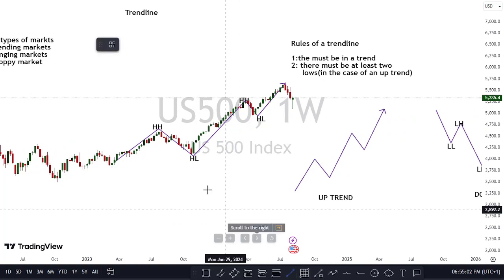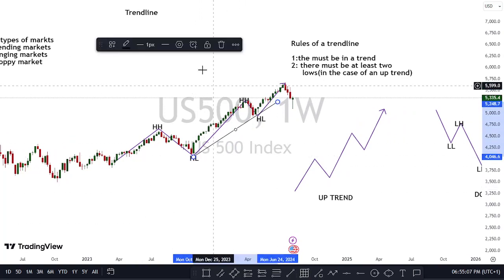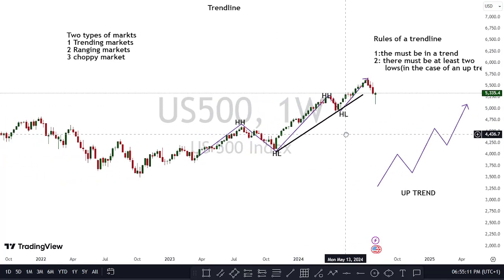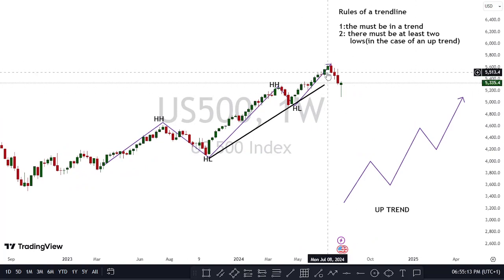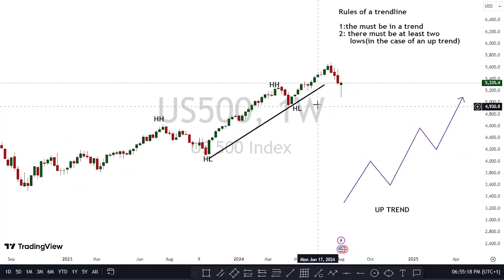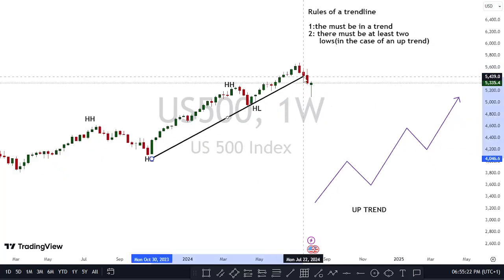So let's draw it. You see, first touch and the second touch. Let me make this a little bit thicker so you can see the first touch and second touch. All right, see that, easy peasy. First, second, and then on the third touch, it confirms the trend line.